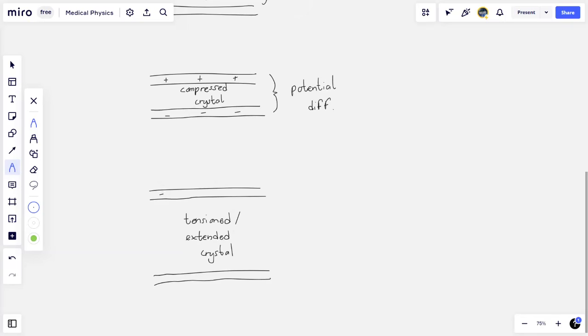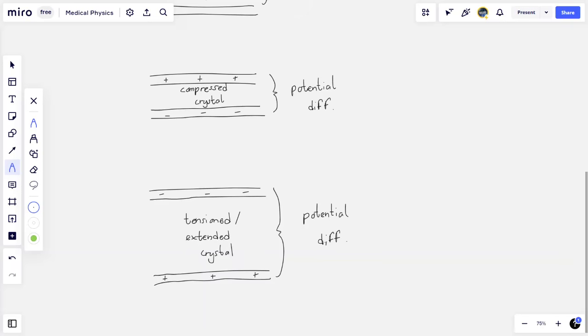Then I still have a potential difference. I also induce a charge on both ends, but now the charge is reversed. And it doesn't really matter if the charge is reversed, I still have a potential difference. So if I cycle back and forth between a compressed state and an extended state, I have an alternating potential difference, which means if I were to connect this crystal to a circuit, an AC current would be produced.